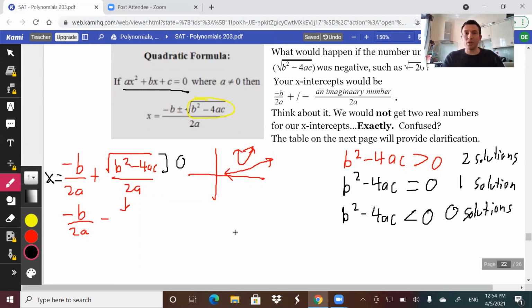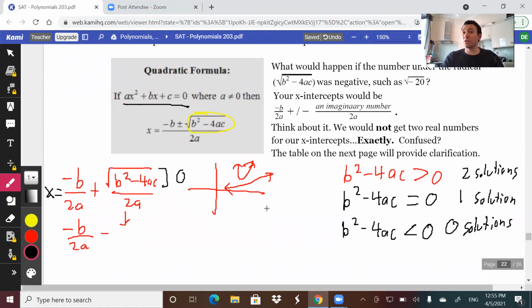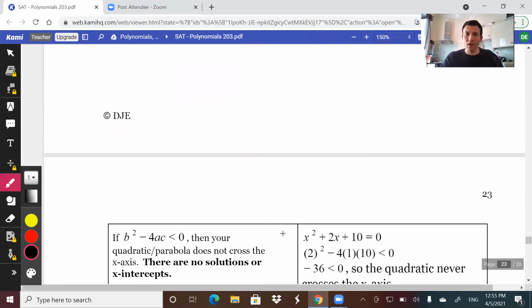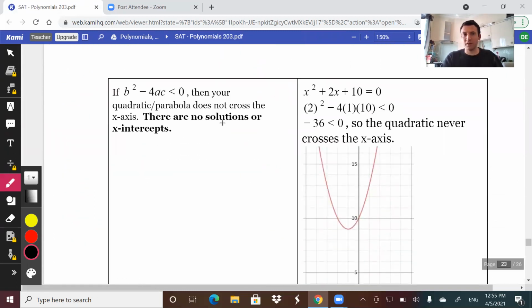So essentially, how do we know when to use this? If a question asks you not what your solutions are, not what your x-intercepts are, and I want to make this really clear, it doesn't ask you what your solutions are, does not ask you what your x-intercepts are, but asks you how many you have. That's when you know immediately, oh, I don't need to figure out what they are. I just need to use the discriminant, this b squared minus 4ac, to determine how many I have. This is all explained in more detail here.